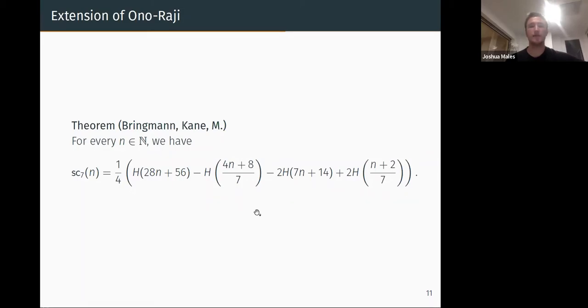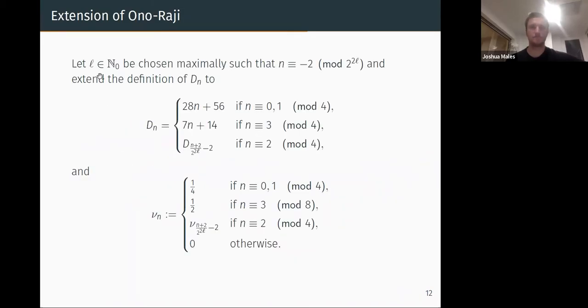So for that, we need a little bit more notation. Okay, so this looks horrible. So let L in N0 be chosen maximally such that this congruence holds. But the idea is we define D_n in a similar way to Ono-Raji, depending on n mod 4. And if n is 2 mod 4, this L allows us to get back into one of the previous cases. So we can just reduce if n is 2 mod 4. And the same thing, another number, nu_n, is our factor in front. So it's either a quarter or a half. And again, if n is 2 mod 4, we get to reduce back.